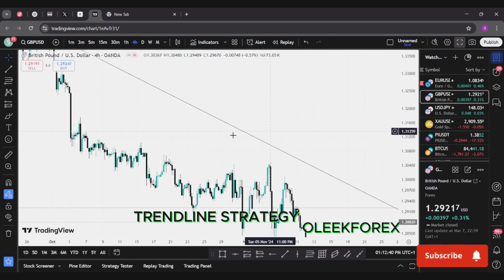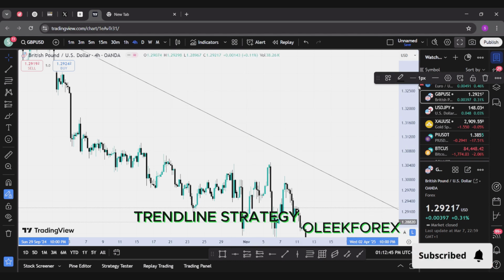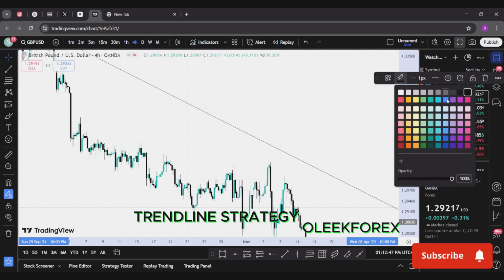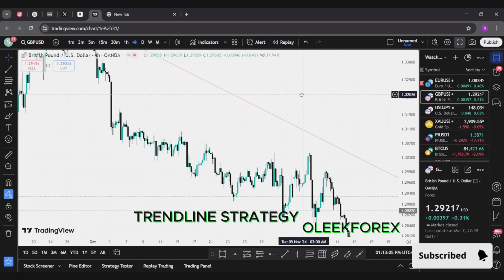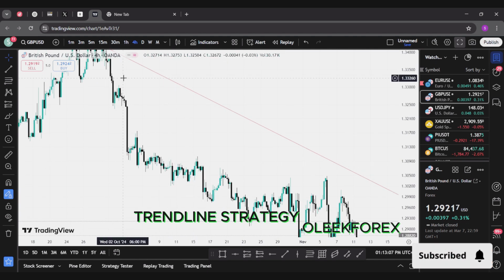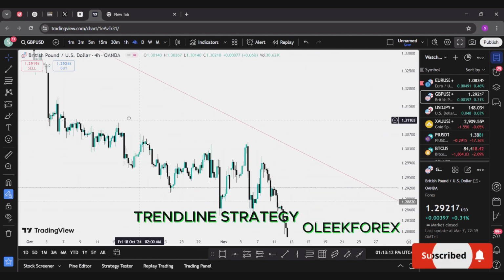where price returns to before moving in the direction of this particular trend line. I like to mark my trend lines in red once the market is trending down, and if it's going up I like to make it blue. So this is it. You can see how the market in the 4-hour has been moving down and down and down.